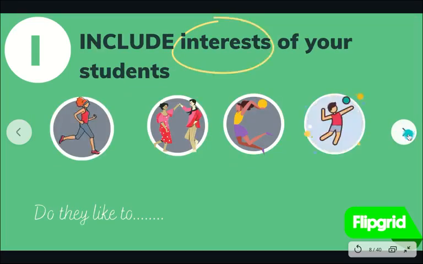Okay, now for letter I, the third letter, include interests of your students. Of course, we all know that when our students are interested in the activities that we prepared or provide for them, then there is a high chance of high participation. So an increased engagement in their participation in our class activities.